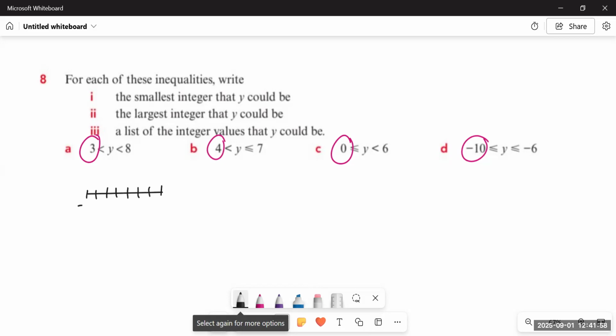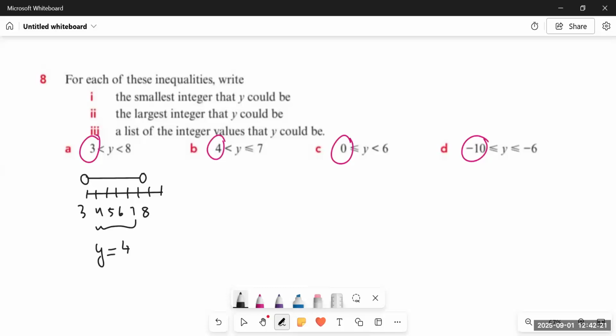So for the first one, it would be 3, 4, 5, 6, 7, 8. We will draw a line over here, but we will look which of the circles would be colored. Since we do not have an equals to sign on either of them, we are not going to color them. So only the digits between them are included. It means the smallest integer that y could be is 4, and the largest one would be 7. This is the smallest and this is the largest, and the list of integers includes 4, 5, 6, 7.